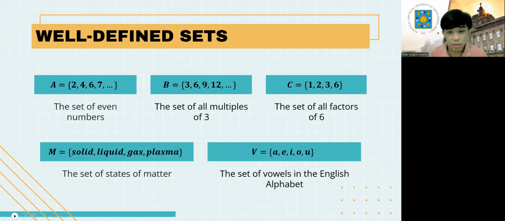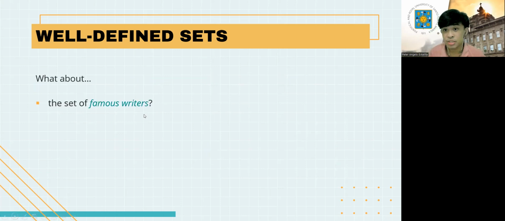Okay. So what about the set of famous writers? Is this well-defined? The set of famous writers? Go ahead. Is this well-defined? Yes or no in the chat box? Some said yes, some said no. What about the others? This is not well-defined. That's correct. So the majority answered that it is not well-defined. That's correct. Why? Because when we say famous, it is subjective. Probably some of you know this writer, but I don't know him. So is it really famous or not? So we cannot distinguish what exactly its elements are.